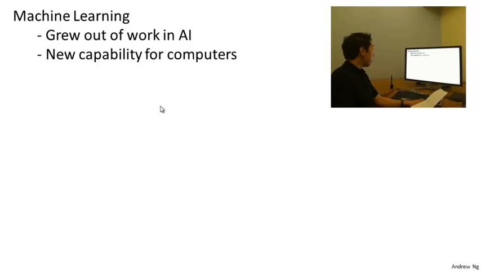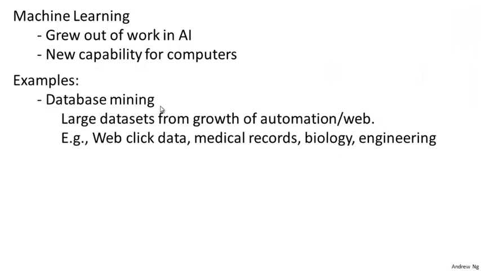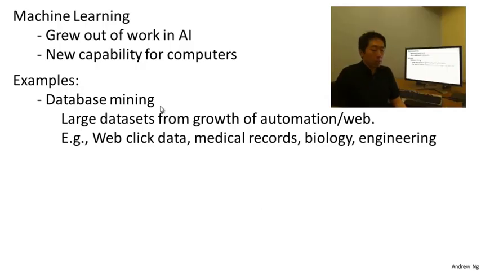Here are some modern examples of machine learning. Database mining. It turns out one of the reasons machine learning is so prevalent is the growth of the web and also the growth of automation. And this means that we just have much larger data sets today. So for example, tons of Silicon Valley companies are collecting web click data or clickstream data and are trying to use machine learning algorithms to mine this clickstream data to understand the users better and serve users better. It's a huge segment of Silicon Valley right now.